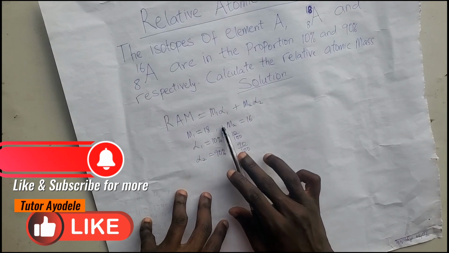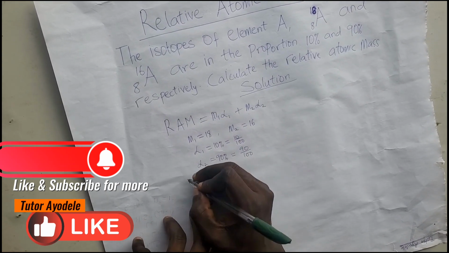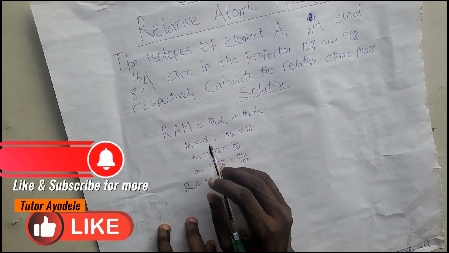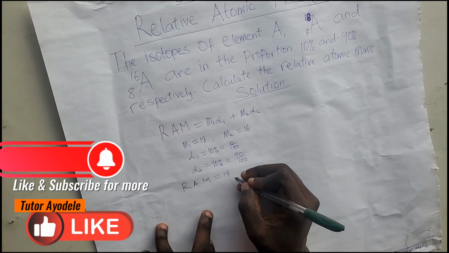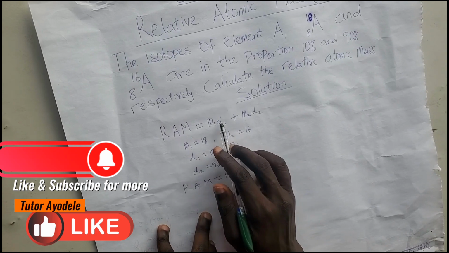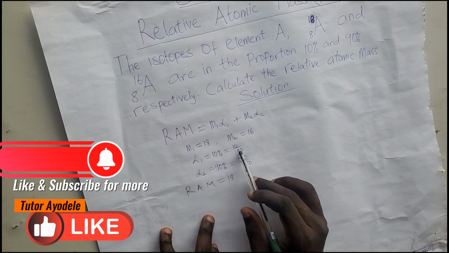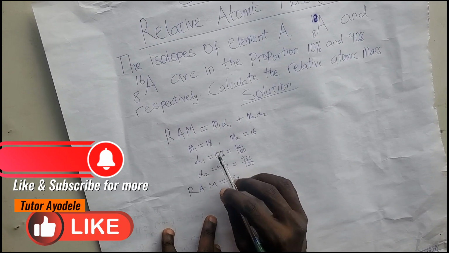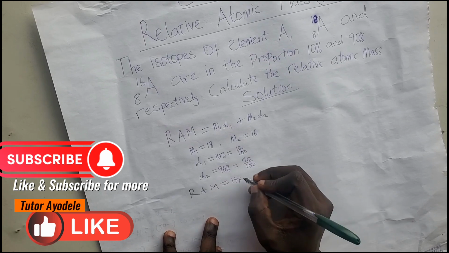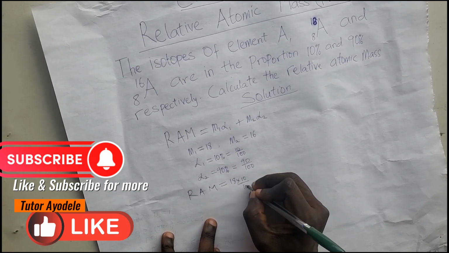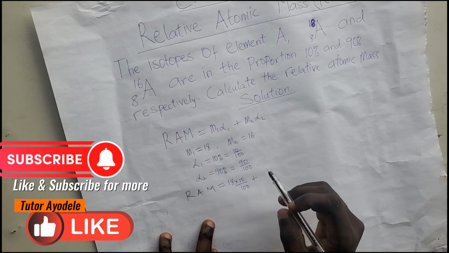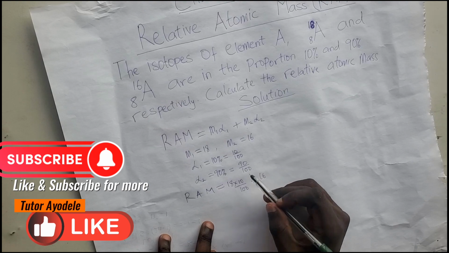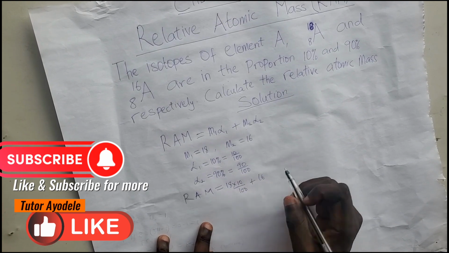Now, let's substitute these parameters into this equation. We have relative atomic mass equals to what? M1 is 18 times alpha 1. What is alpha 1? Alpha 1 is given to be 10 over 100. It was initially 10%, which is the same thing as 10 over 100. Plus M2, which is 16, times alpha 2, which is 90 over 100. That is 90%.